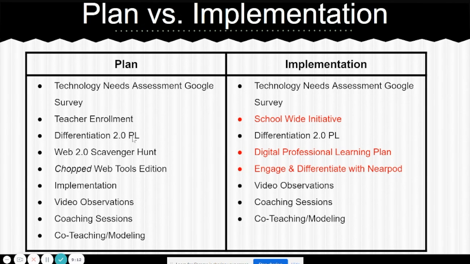The differentiation 2.0 professional learning remained the same because we needed to support our teachers and their understanding of what it truly means to differentiate and how tech tools can help us do that more efficiently. I shifted from exploring a variety of tools and narrowed it down using the needs assessment survey. We narrowed it down to one, and that was Nearpod. And that one tool would allow us to target the highest leverage needs of our staff and of our students, which was to engage and differentiate.